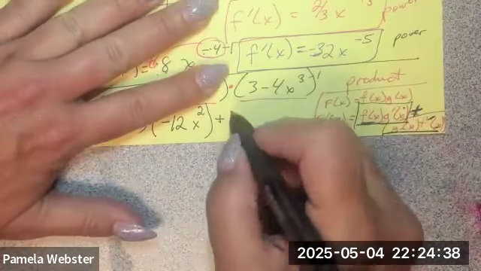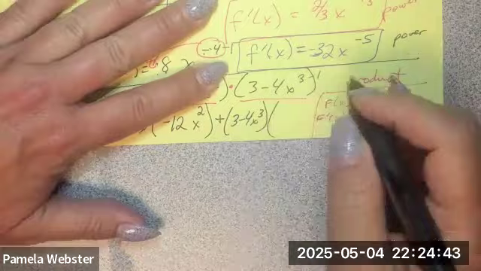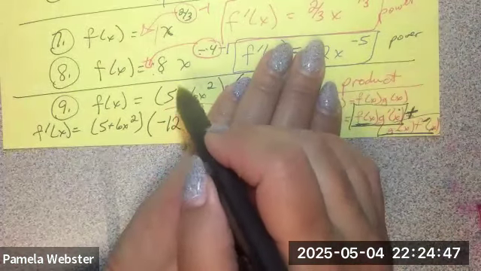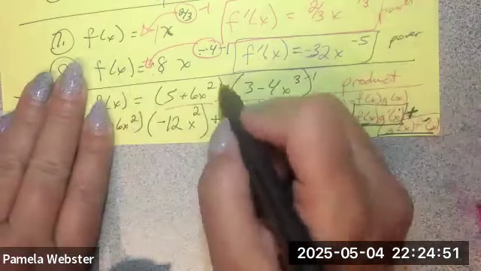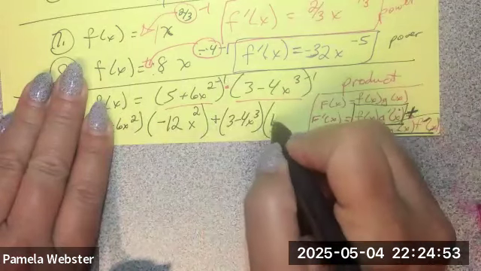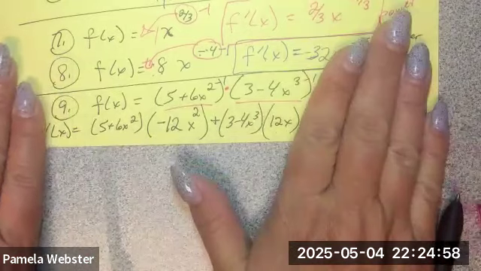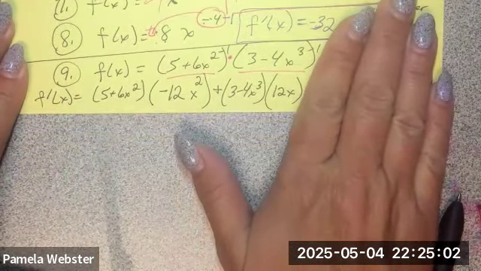Plus, because that's what the formula says, plus. The second guy, rewrite him exactly like he is, 3 minus 4x to the third, times the derivative of the first guy. What happens to the 5? Derivative of a constant is 0. 2 times 6 is 12. When I subtract 1 from that exponent, I just get x, right? Okay, so there we go. That's just applying the product rule, right?